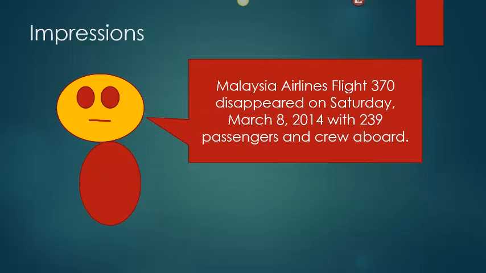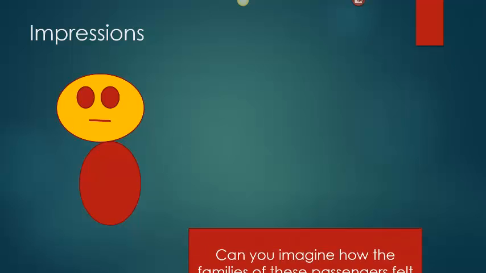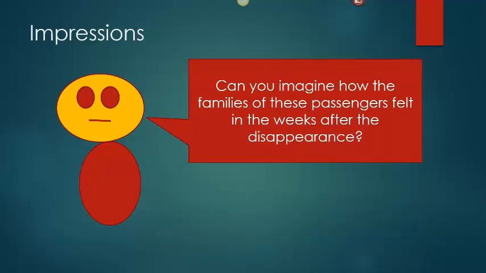Here's another way to use emotion when you are not personally involved. You might begin your paper by saying, Malaysia Airlines Flight 370 disappeared on Saturday, March 8, 2014, with 239 passengers and crew aboard. Now this is factual. Your next sentence, can you imagine how the families of these passengers felt in the weeks after the disappearance? That's where you really pull in your audience to an emotional understanding of the issue, and you engage their emotions.